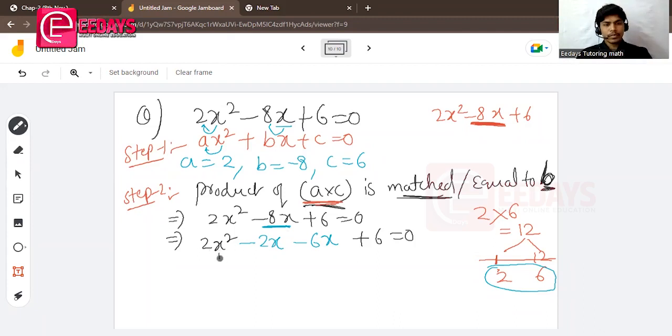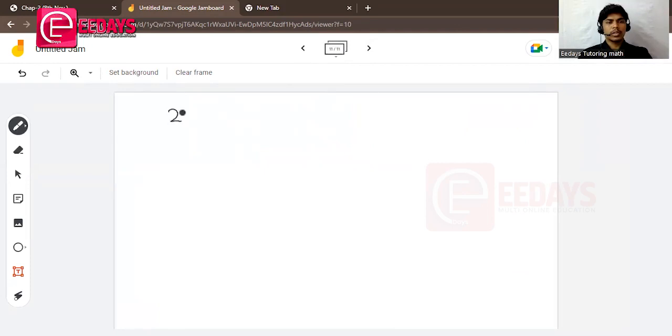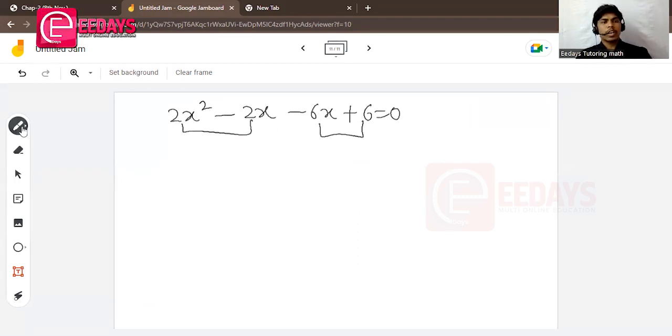Now you have to take common from these two and these two. First two and first two. Let's do it in the next step. Next page. 2x square minus 2x minus 6x plus 6 we got is equal to 0. Now we have to take common from these two, these two. Sir, we are not able to take common. So how to take the common? I'm here to help you. Let's do it in the rough work.